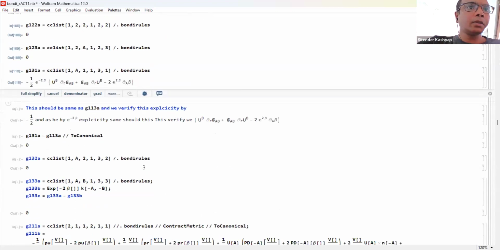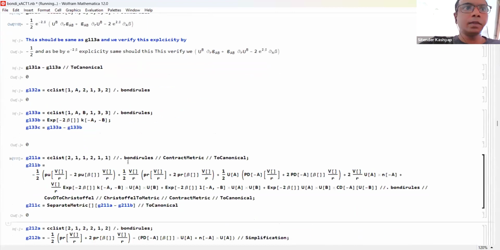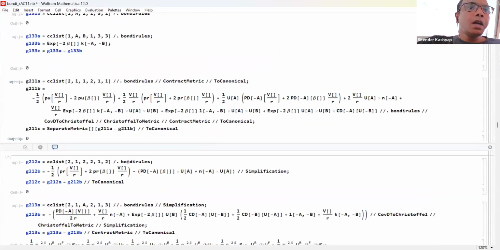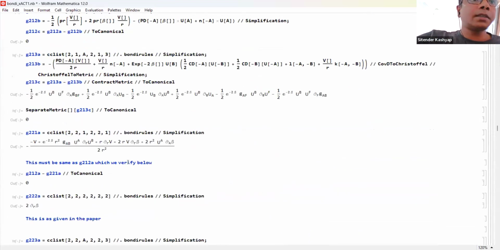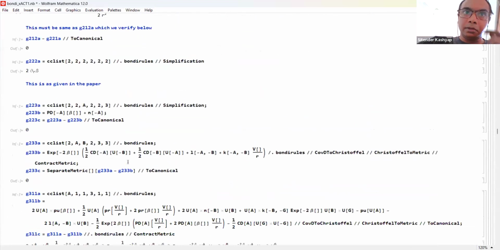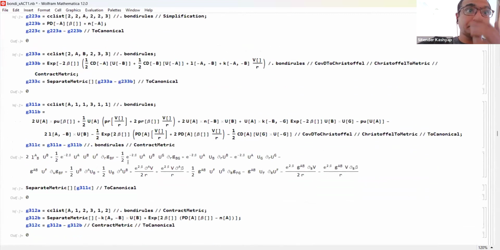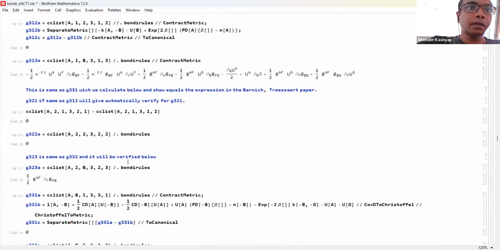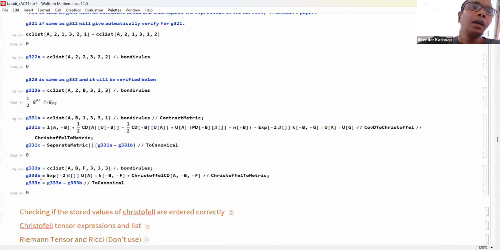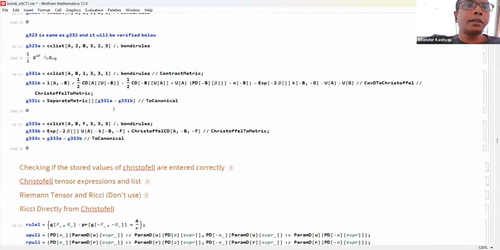So with this we verify that all the Christoffel connections are there. Let's just keep running it. So this is all Christoffel connections, and we were able to verify them, all the way to gamma ABC or ABF, for example.